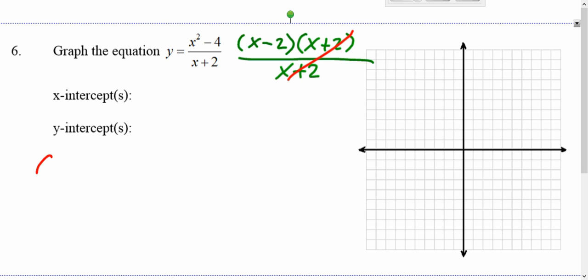So we have a removable discontinuity, or a hole, when x equals, the x plus 2 is what canceled out, so you set x plus 2 equal to 0, which means x equals negative 2. There's a hole at negative 2 comma something.